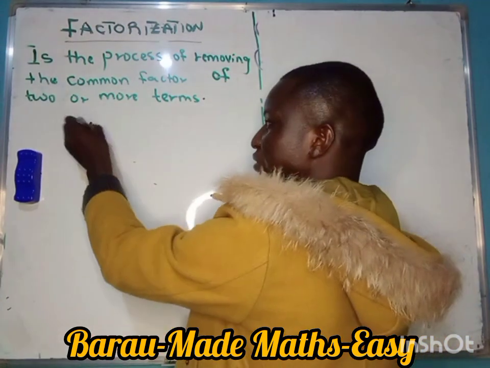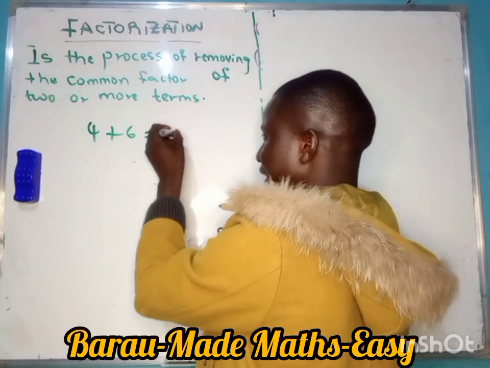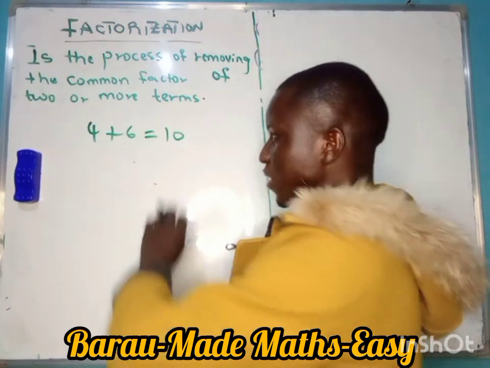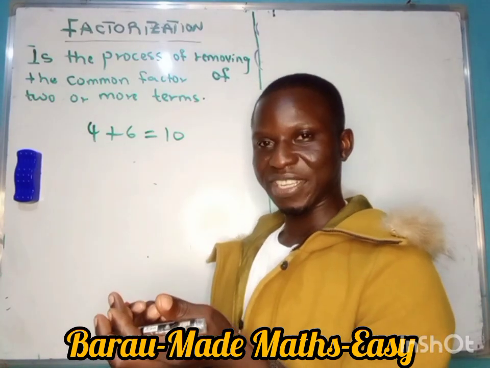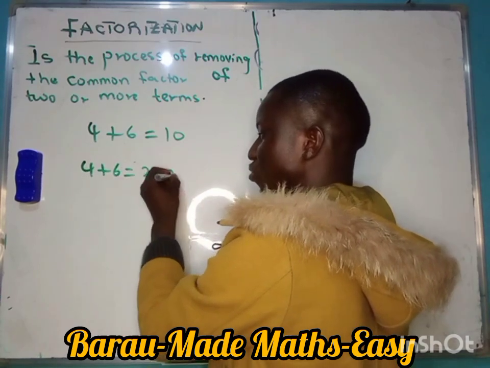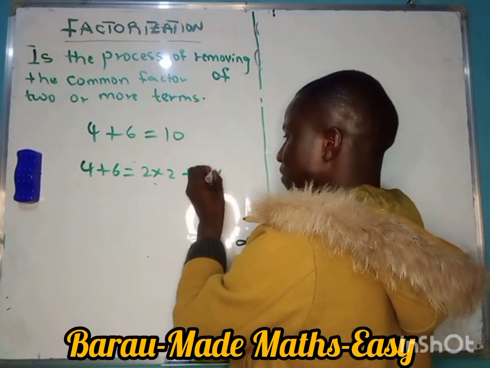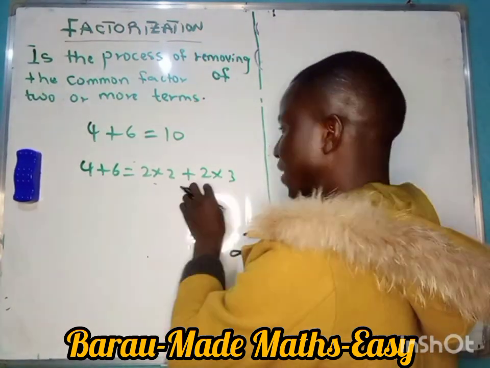Suppose we are considering 4 plus 6. 4 plus 6 can directly give us 10. But instead of simplifying this directly, we can play with these two numbers by removing what is common. 4 plus 6 can be written as 2 times 2 plus 2 times 3, because 4 can be written as 2 times 2, and 6 can be written as 2 times 3.